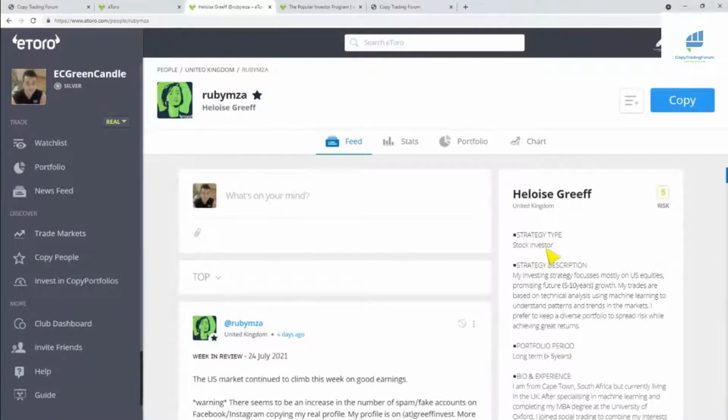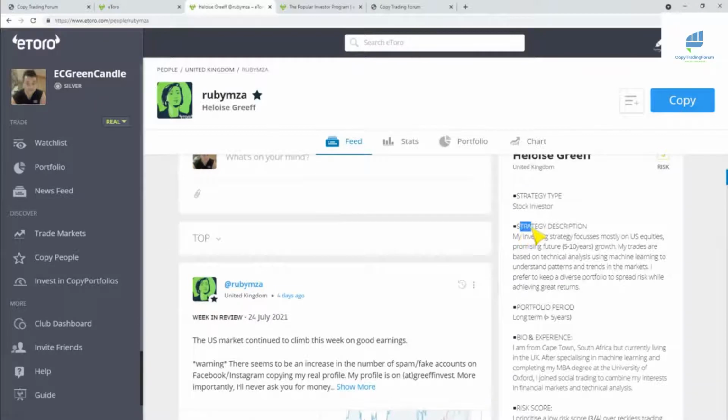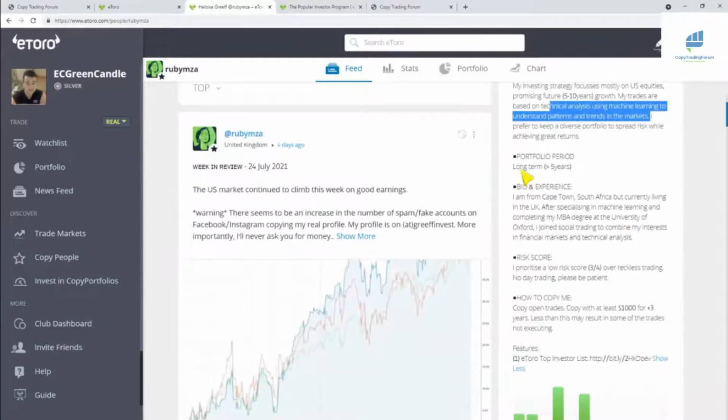So she's a stock investor, strategy type stock investor. Her strategy here: I'm investing with a focus on US stocks, etc., for future 5 to 10 years growth. Okay, my trades are based on technical analysis and using machine learning to understand patterns and trends in the market. So you read through all of this. So she's a long-term investor, so over 5 years. So she holds stocks for around 5 years.